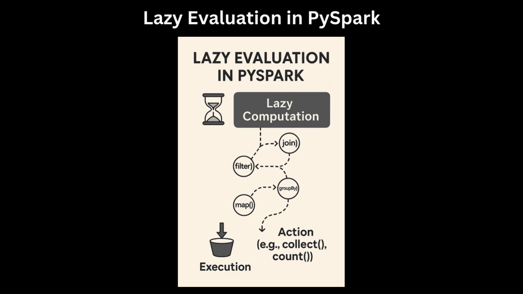Lazy evaluation in PySpark, one of the most powerful and misunderstood features in Spark. So, what exactly is lazy evaluation? In PySpark, when you write a series of transformations, like map, filter, or flatmap, these operations don't run immediately. Instead, Spark builds a logical plan, kind of like a blueprint of what needs to be done. It waits until an action, such as collect, count, or save, is called. That's when Spark decides to actually execute the plan.